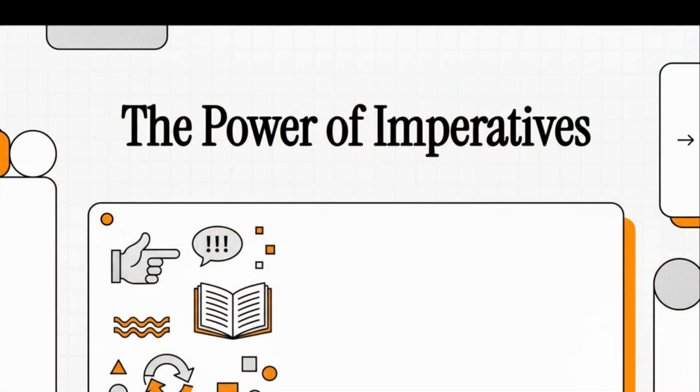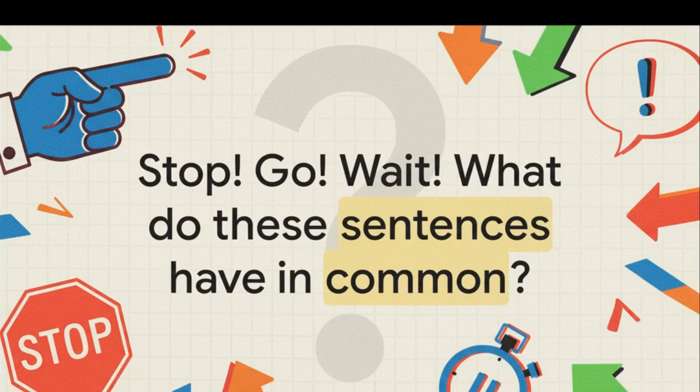Welcome. Today, we are going to talk about a fundamental part of English that you use all the time, probably without even thinking about it. We're talking about the imperative mood. Right? They're all short, they're super direct, and they're powerful. Every single one is giving a command. And that's exactly what we're diving into today, the grammar of how we get things done.